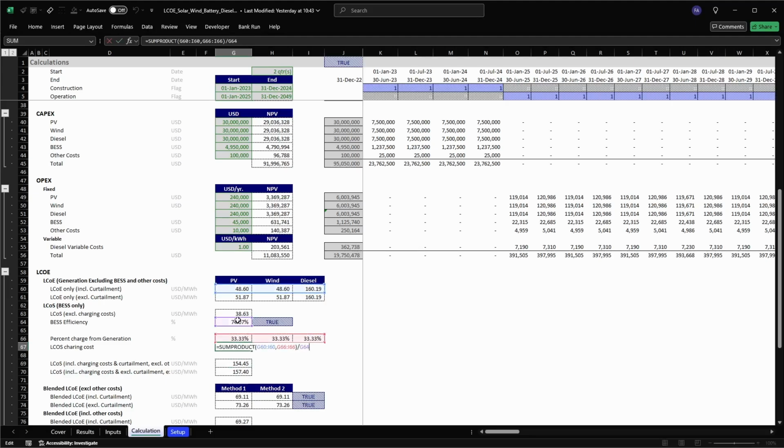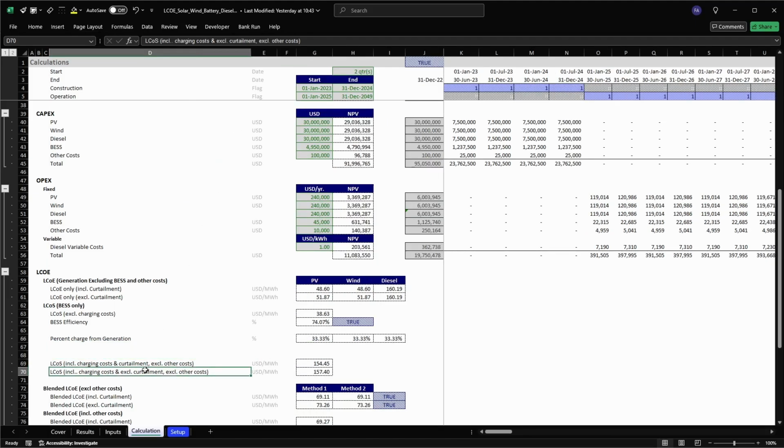And of course, we can also calculate the LCOS without the curtailment, so let me just copy the formula over here. Copy, I'm going to just paste over here, and then we just have to move this one over here. And that's going to be calculating the LCOS excluding the curtailment, okay? And excluding the other costs, which if I make this a bit bigger, you can see that's exactly what I have. So we're including the charging costs and excluding the other costs. And here we are, let me just fix over here, excluding the curtailment and excluding the charging costs.